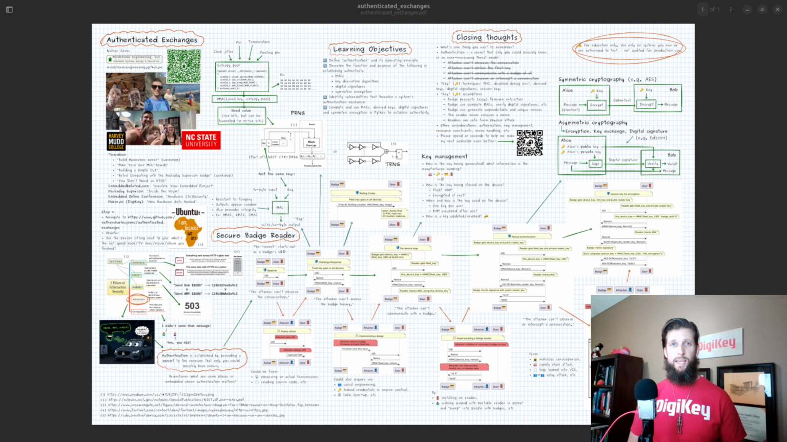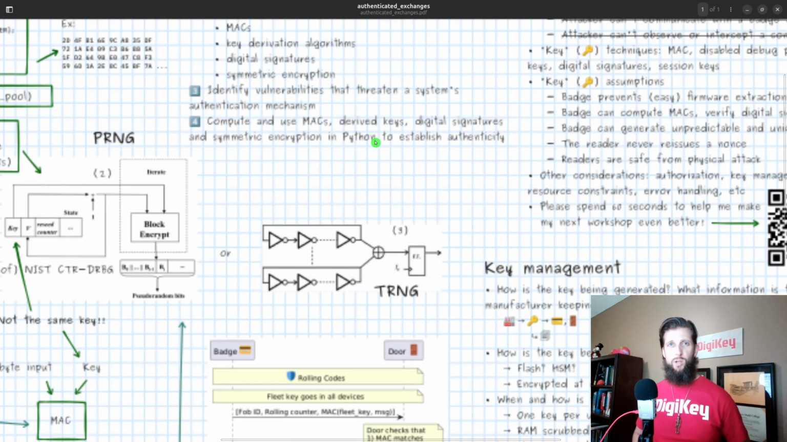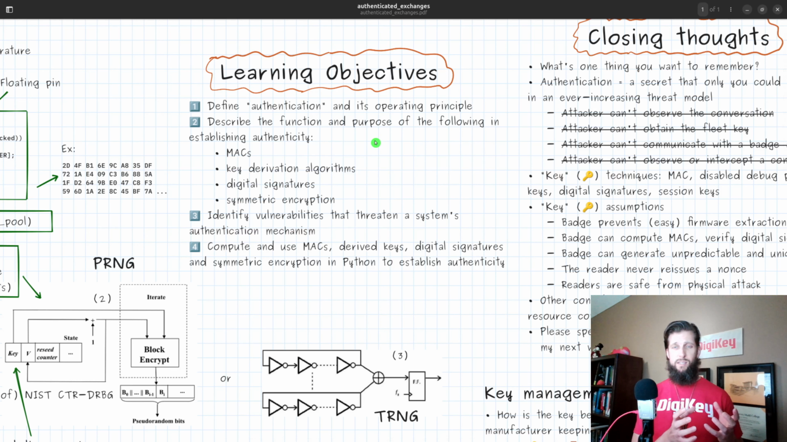This was a workshop that I gave at the Teardown Conference in July of 2026, but I wanted to record the videos so that you could watch them alongside my workshop materials and complete that workshop if you so chose whenever you wanted. The goals of the workshop were to talk about how two devices could exchange messages and have some guarantees that they know which device they're talking to.